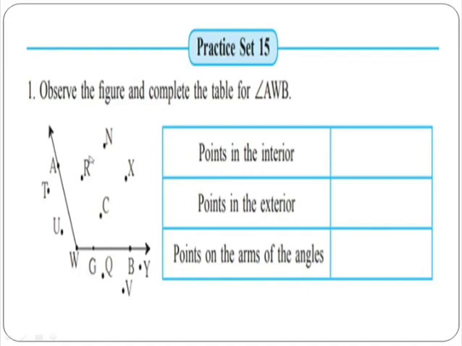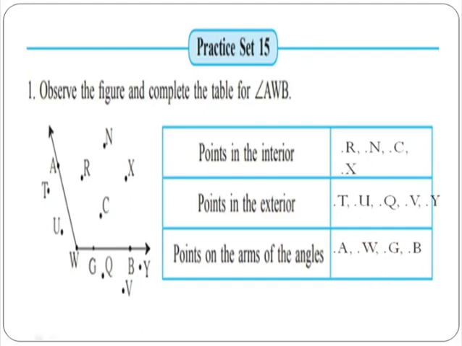Here point R, point N, point X and point C lie in the interior of the angle AWB. Now points in the exterior are point T, point U, point Q, point V and point Y. So these points form the exterior of the angle AWB. Now points on the arms of the angles. Here point A, point W, point G and point B are on the arms of the angles.